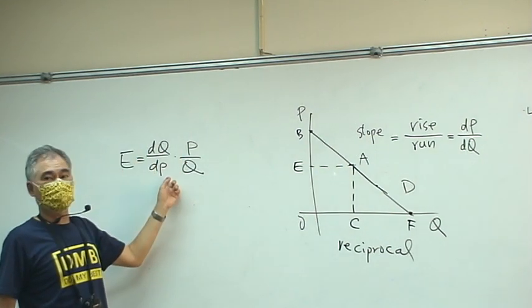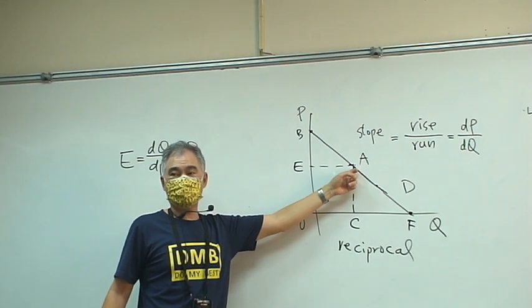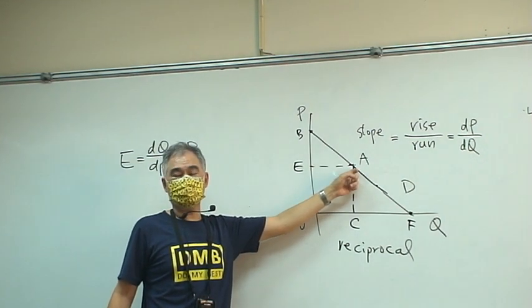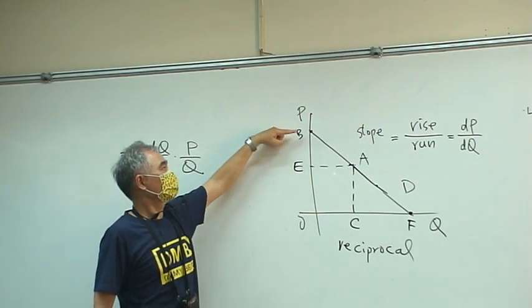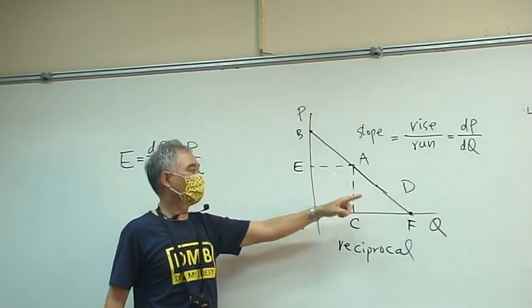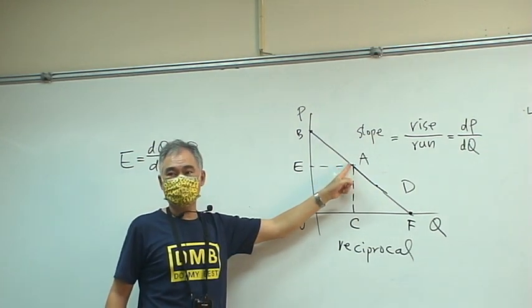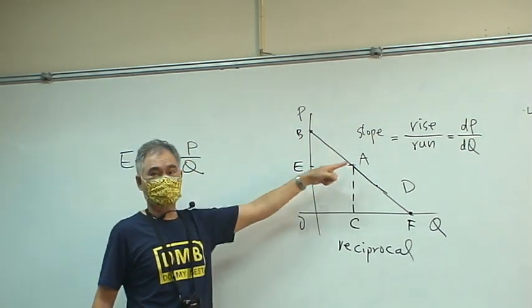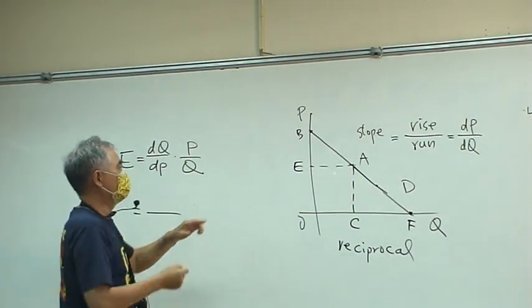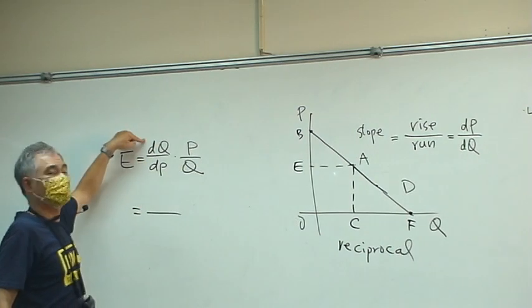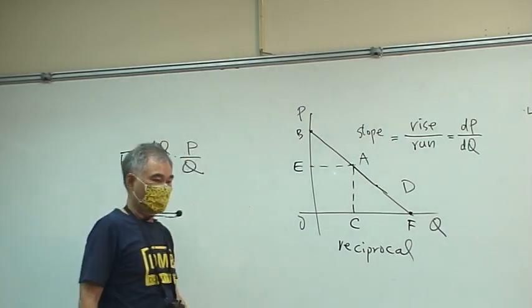We use this formula and the point here and try to figure out what's the elasticity. You have two directions to look at it. You can look at from B to A or from F to A, and you will get the same kind of answer. So let's try from B to A, okay? So the first part is dQ, which means changes in quantity, changes in Q.